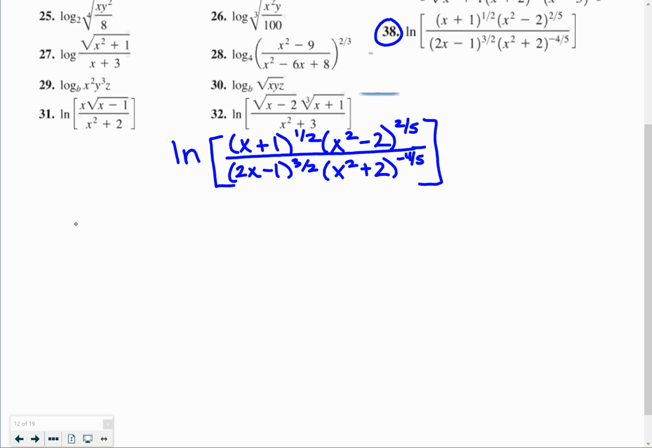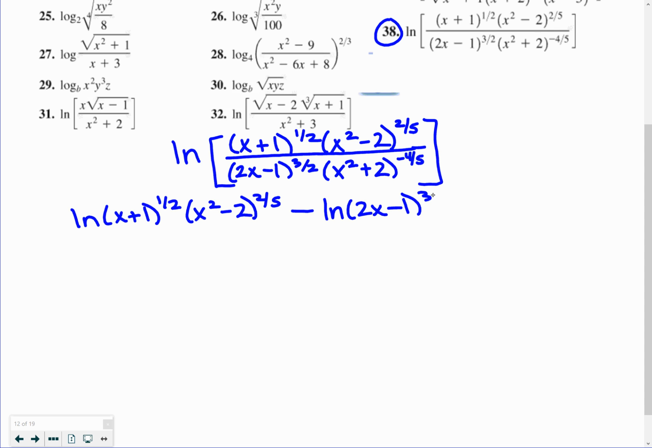subtraction. So it's going to be natural log of whatever's in that numerator, x plus 1 to the 1/2, x squared minus 2 to the 2/5, minus natural log 2x minus 1 to the 3/2, x squared plus 2 to the negative 4/5. Okay, so my fraction became 2 natural logs that are subtracted. So the next thing I want to look for is multiplication. I do have multiplication inside my logs, inside both of them. Multiplication is going to turn into addition.